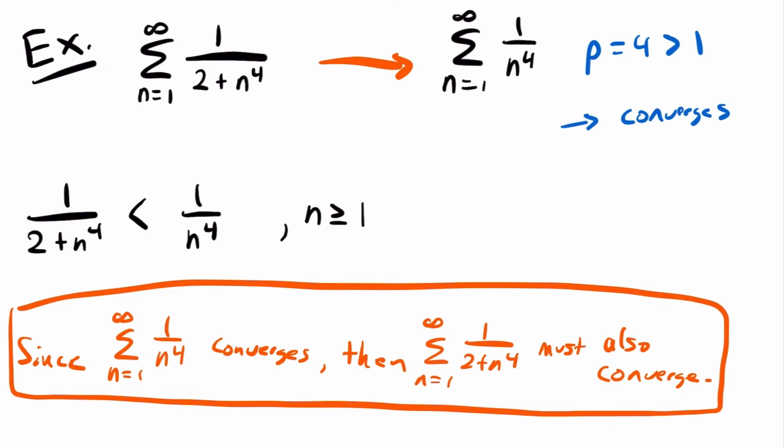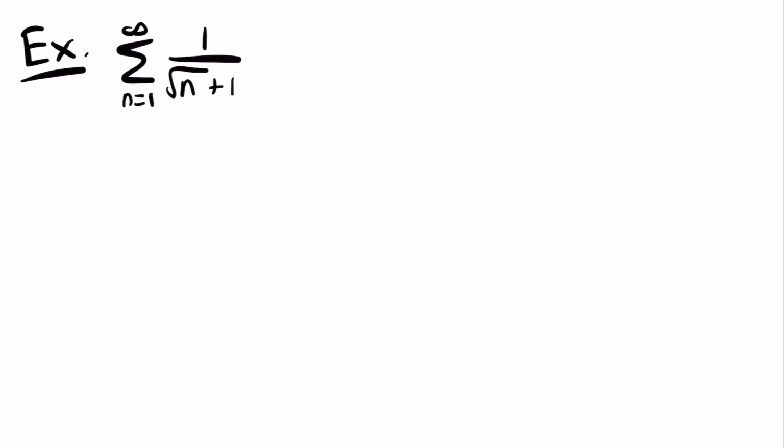Okay, let's look at one more example for this video. Okay, so here's our last example. For this series, we have the sum from n equals 1 to infinity of 1 divided by the square root of n plus 1. All right, now just like our other examples, if you were to start out with the divergence test, this series would be inconclusive. We don't know if it converges or diverges.